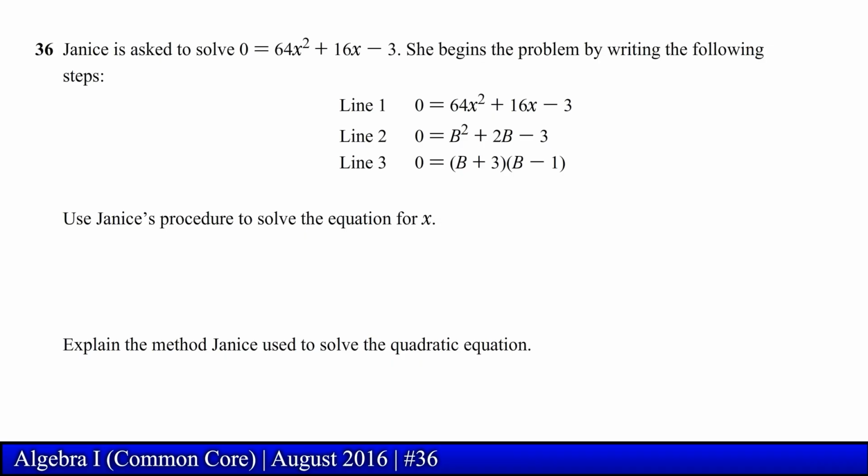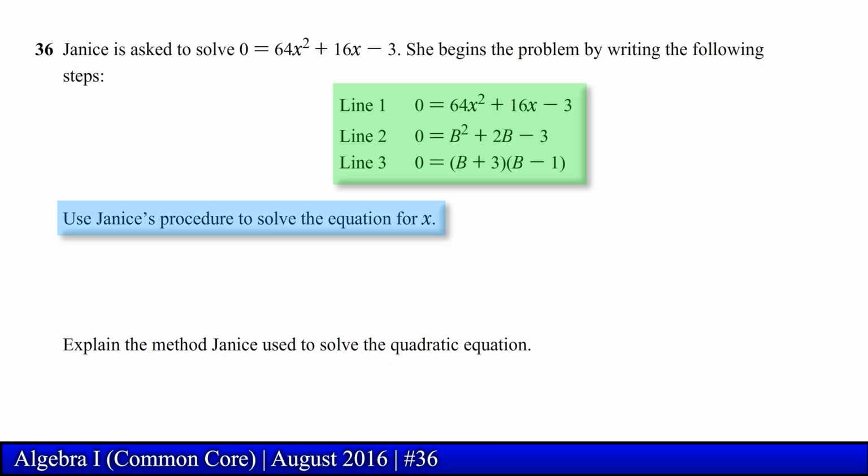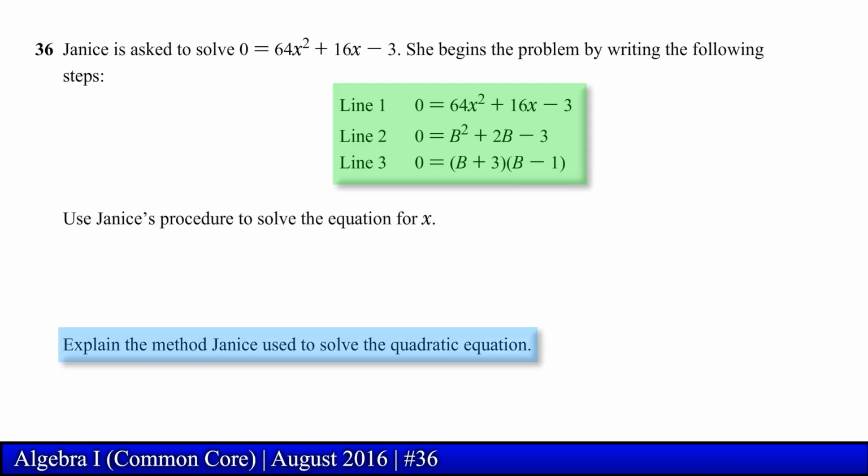In this problem, we have a student's initial steps towards solving a quadratic equation. We need to use the student's procedure and solve the equation for x. We also need to explain the student's method for solving the quadratic equation. Let's first analyze the student's method before we decide to use it to solve the quadratic equation.